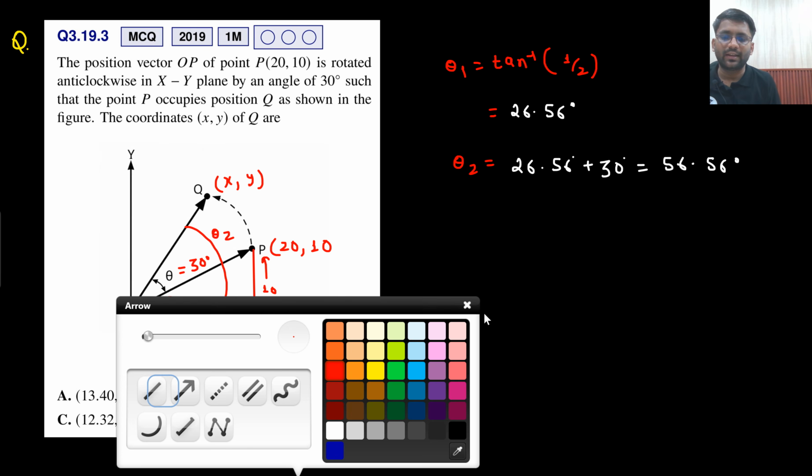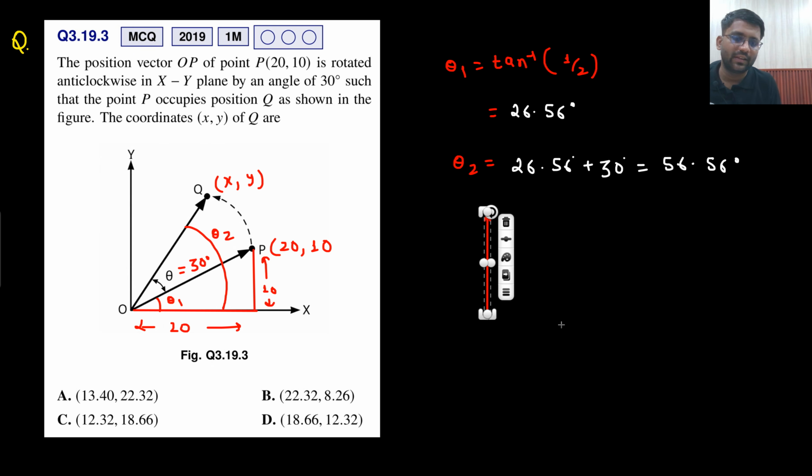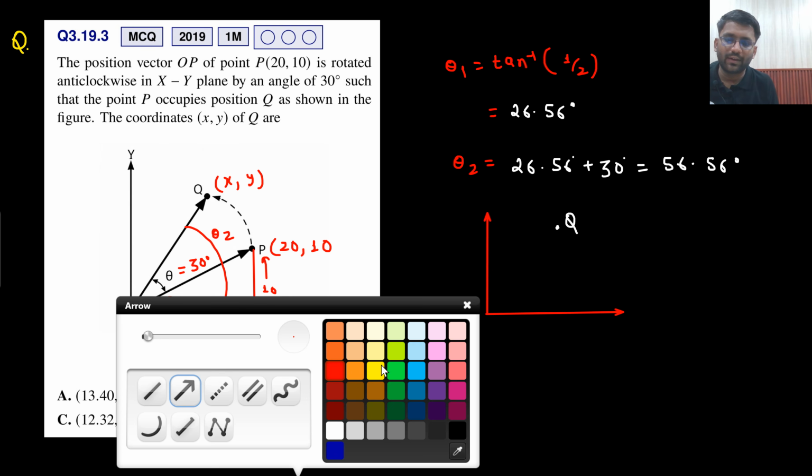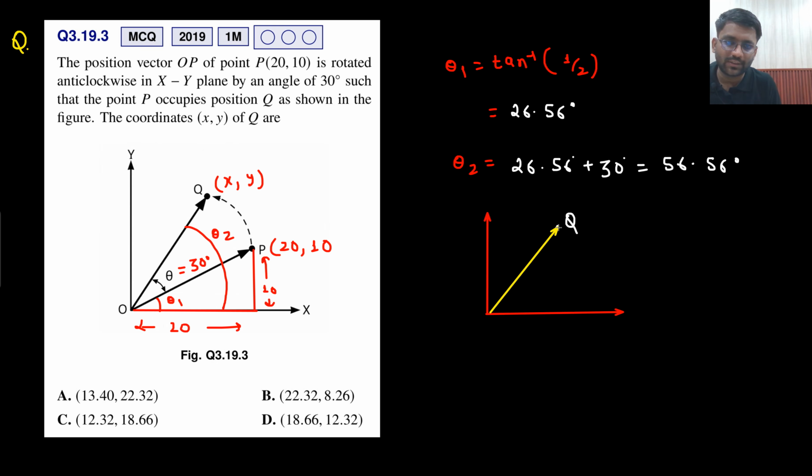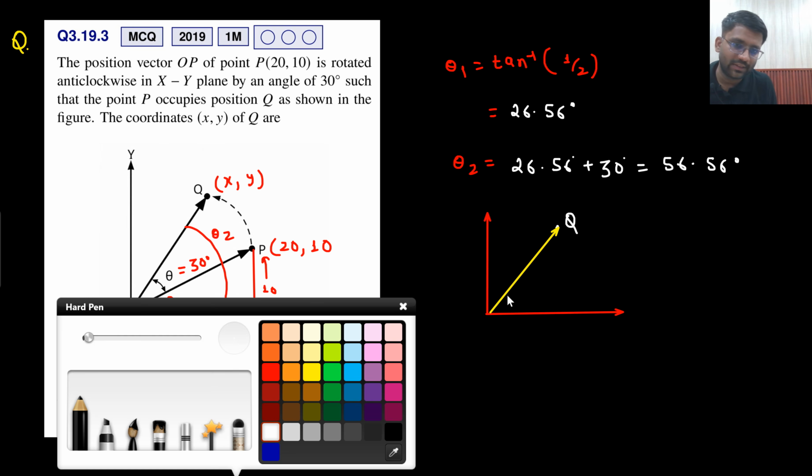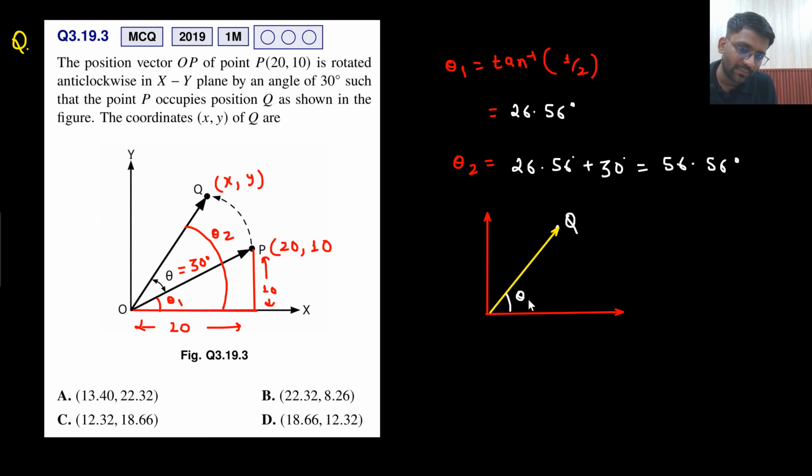So the scenario is that in the coordinate system, there is a point Q, which is making an angle of 56.56 degree, which is making an angle of theta 2 with the x-axis, and the rest of it is making an angle with the y-axis. This is x and this is y. So what are the coordinates? This is what they are asking.